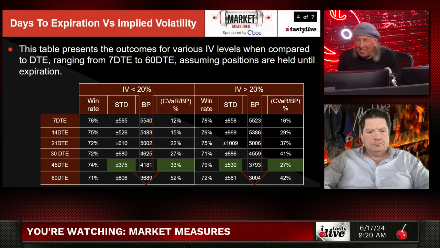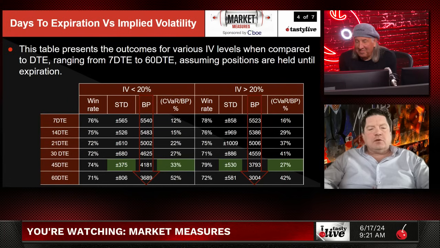So when I look at this, volatility less than 20 and volatility over 20, and right now, obviously, we are in a position of volatility less than 20. First thing I notice is the win rate doesn't change much at all. Second thing is that obviously the longer you go out, the standard deviation, I don't know, I can't make a judgment on that. The buying power decreases as time goes out. The real difference here is CVAR as a percent of buying power.